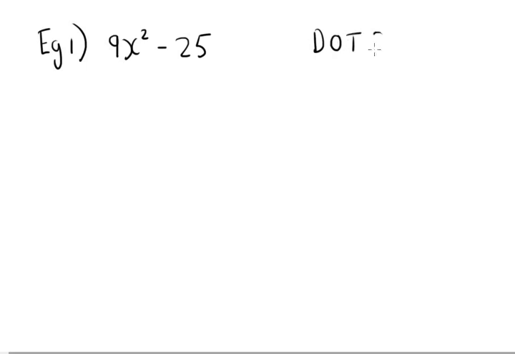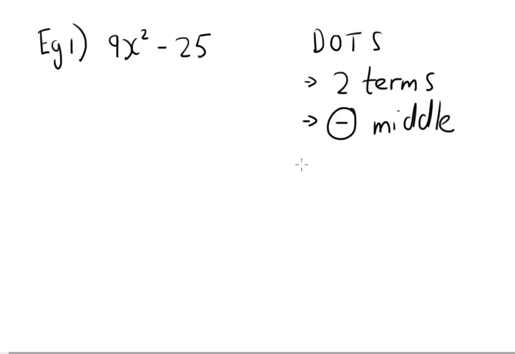So let's have a look at a couple of examples. Example 1: 9x squared minus 25. Every time we have a look at an example, the first thing we're going to ask ourselves is, is it possible for us to do common factors? In this case, the highest common factor is 1, so we're not going to worry about that. Then we have to ask ourselves, according to the 3 criteria of DOTS, difference of 2 squares, what are those 3 criteria? There must be 2 terms, there must be a negative in the middle, and both terms must be perfect squares.